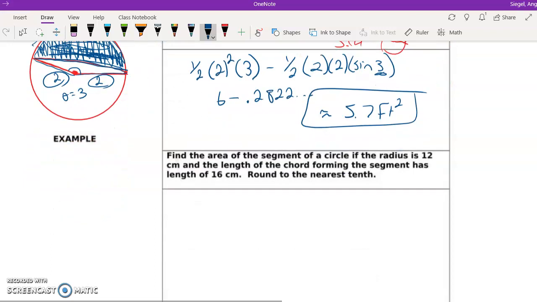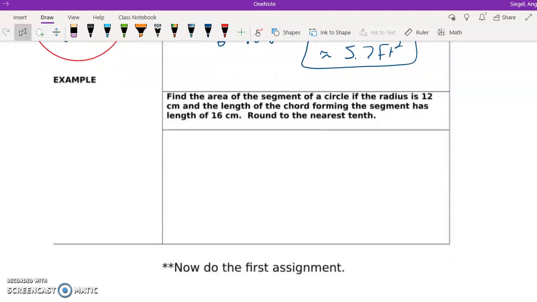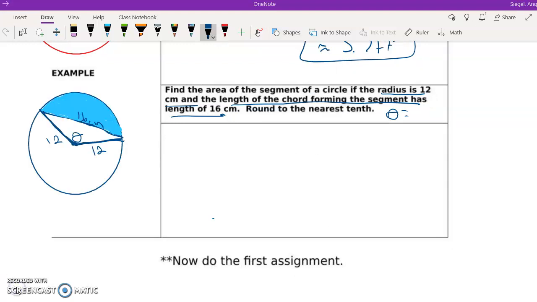Okay, the tricky part about this one is it gives us the radius and the length of the chord, but it does not give us theta. So we have to figure out theta. I'm going to draw a picture again. I shaded in that blue part, which we're still trying to find, but we've been given this information. The chord length is that line I made with that triangle. So we have to find theta.